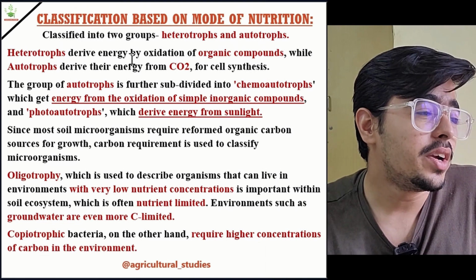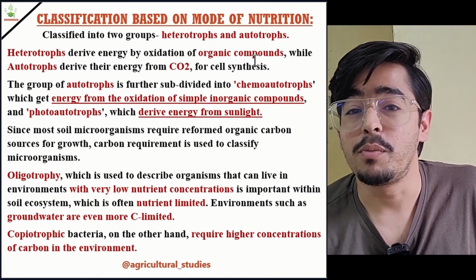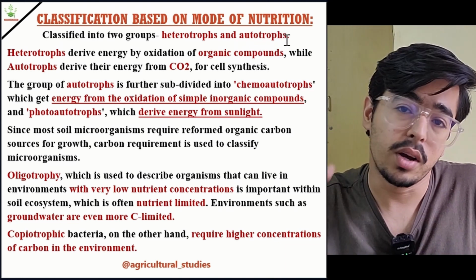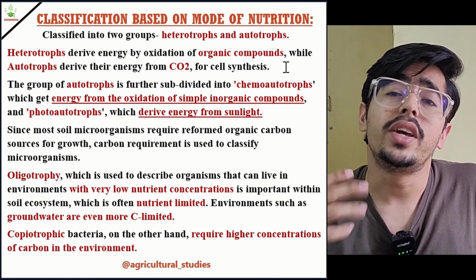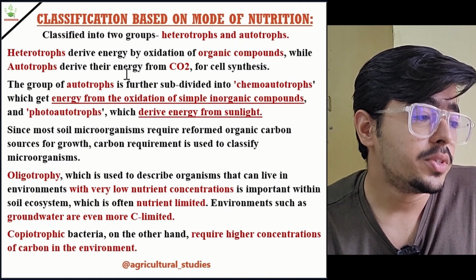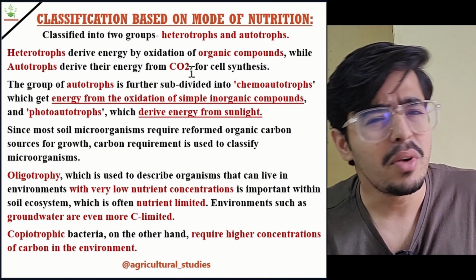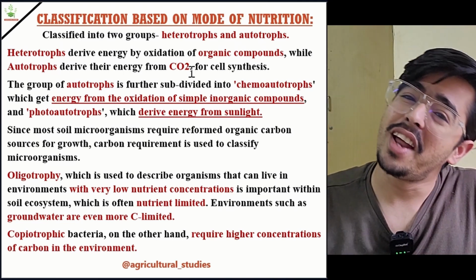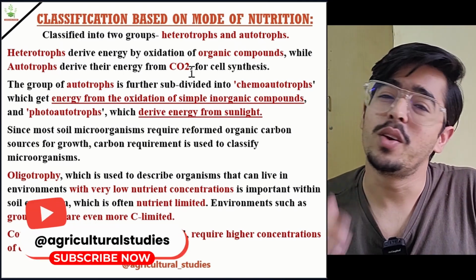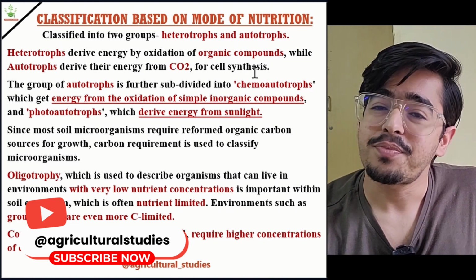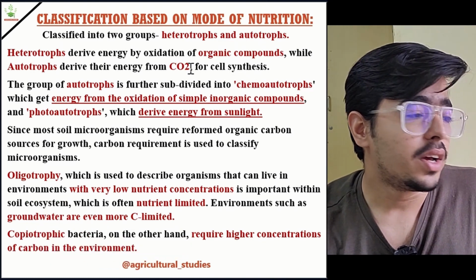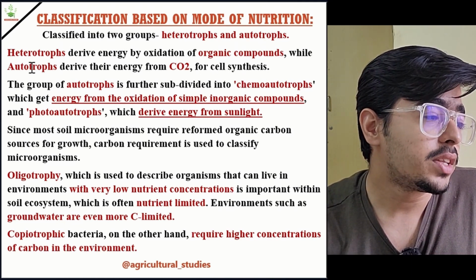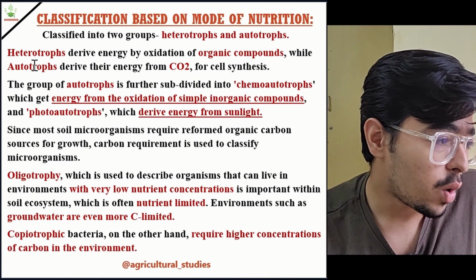So the heterotrophs derive energy by oxidation of organic compounds. They oxidize organic compounds, or they consume compounds to take energy. But the autotrophs derive their energy from carbon dioxide. Why? Because they have chlorophyll. They add carbon dioxide and H2O to form glucose, or we can say energy products for themselves, right? So this is something that we should know about the heterotrophs and autotrophs.